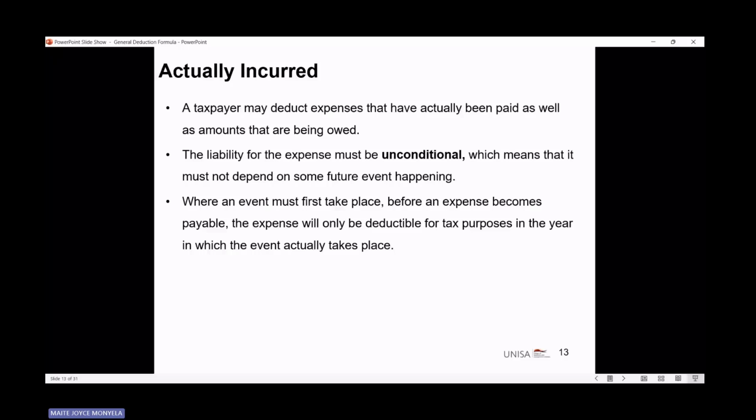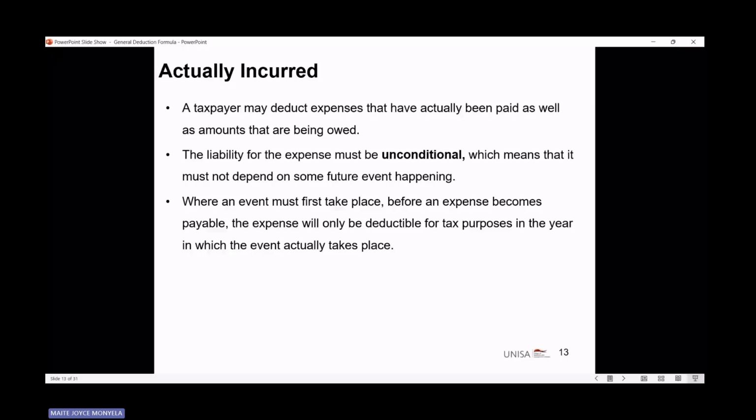So what we mean here is the expense must be unconditional. The other requirement is actually incurred. The liability and expenses must be unconditional, which means that it must not depend on some future event. So for this actually incurred, you must learn that the expense must be unconditional.